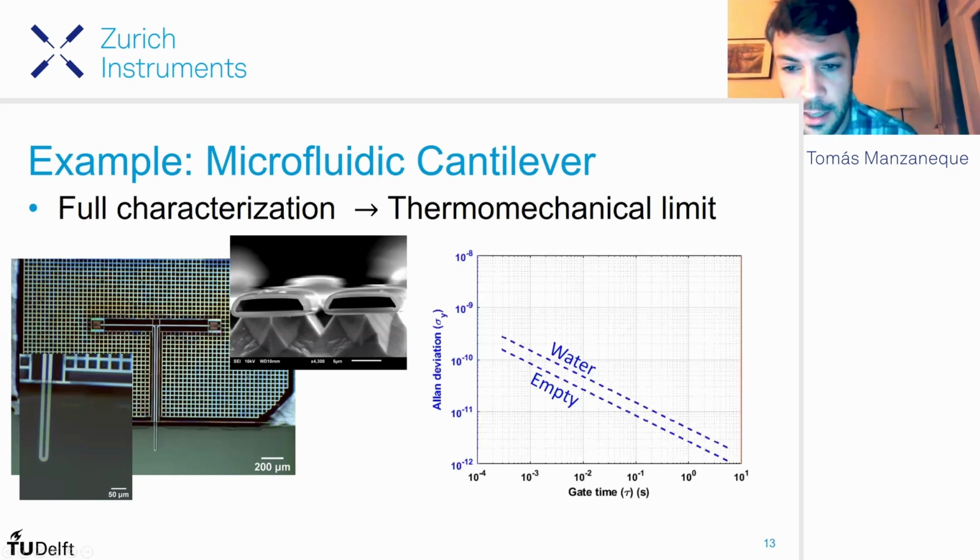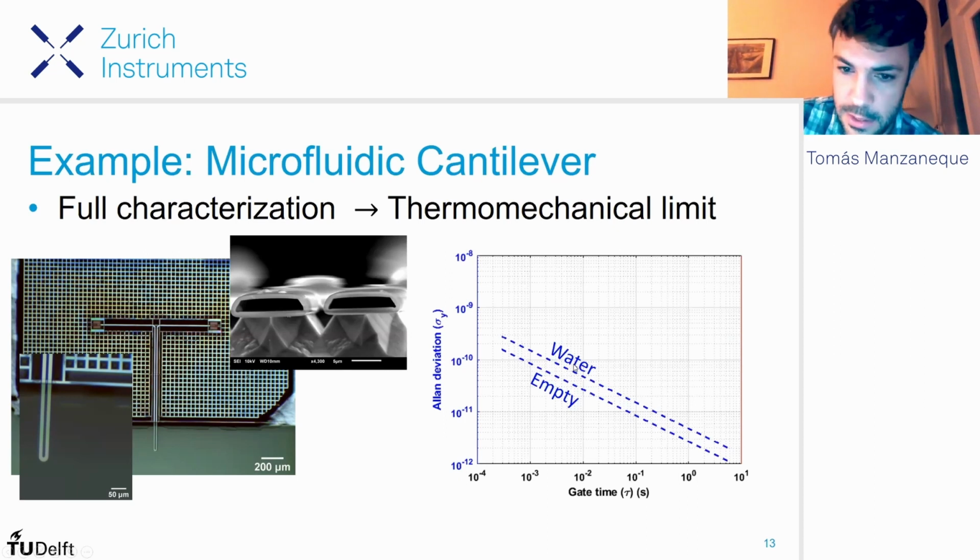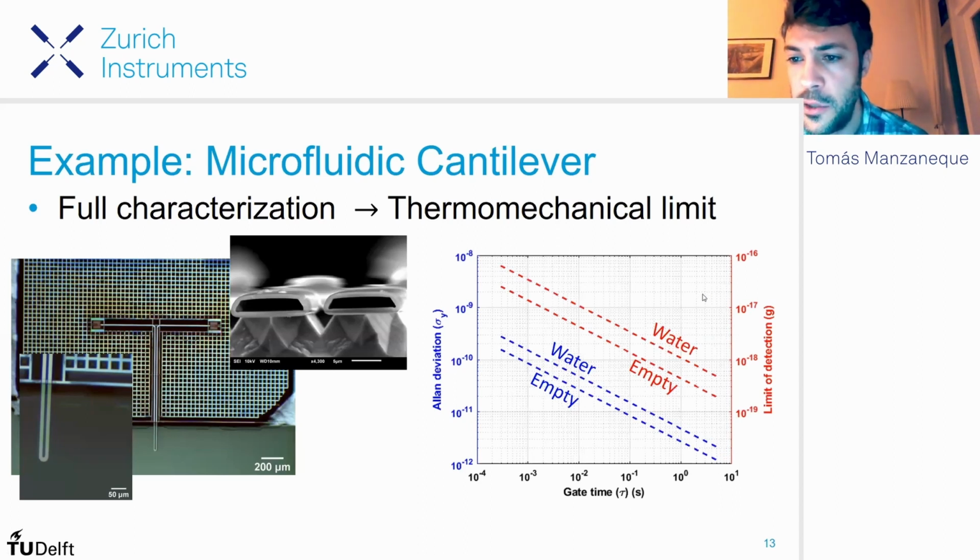We did this analysis of the ultimate thermomechanical limit for this device, and we could estimate the minimum Allan deviation that we can obtain for the empty condition, but also when the channel is filled with water. It is a bit different because the effective mass of the resonator is changing due to the water. As I said, we can translate this Allan deviation into a mass resolution by multiplying by twice the effective mass of the resonator. For a water-filled resonator like this, we can reach the attogram level of resolution.